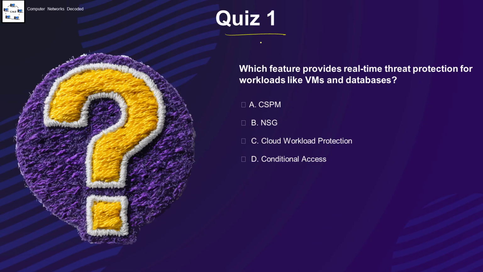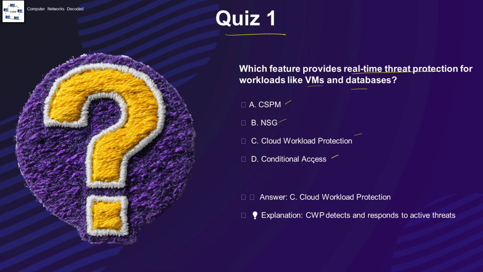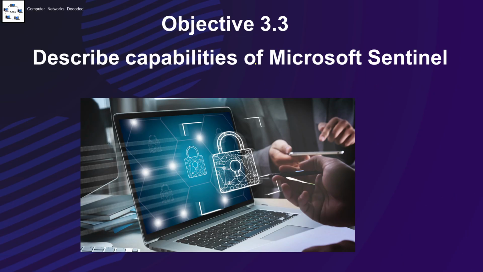So let's go through a quick quiz. Which feature provides real-time threat protection for workloads like VMs and databases? Option A, CSPM. Option B, NSG. Option C, Cloud Workload Protection. And option D, Conditional Access. And the correct option is option C, Cloud Workload Protection. So Cloud Workload Protection basically detects and responds to active attacks, and it protects workloads like VMs and databases.